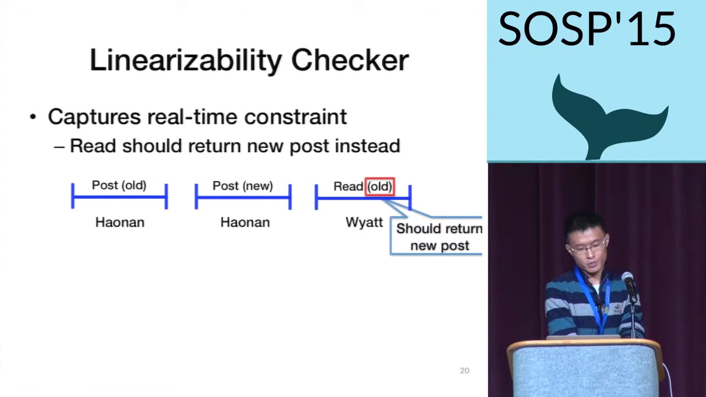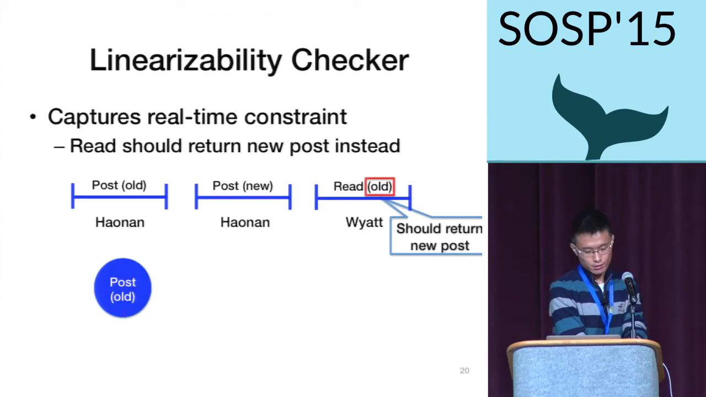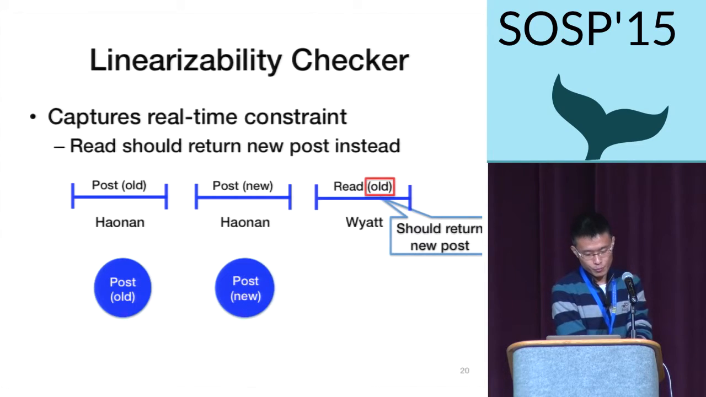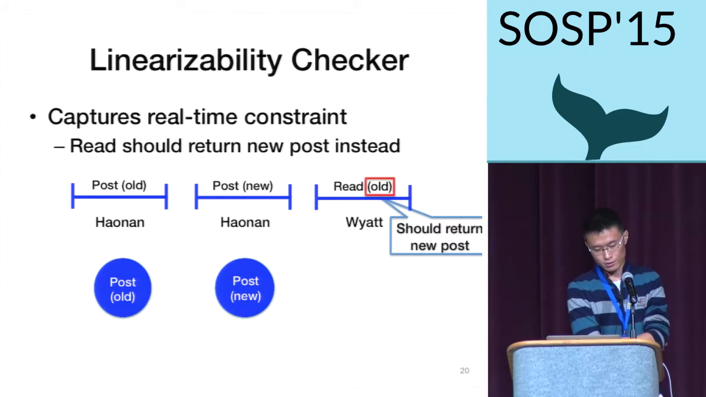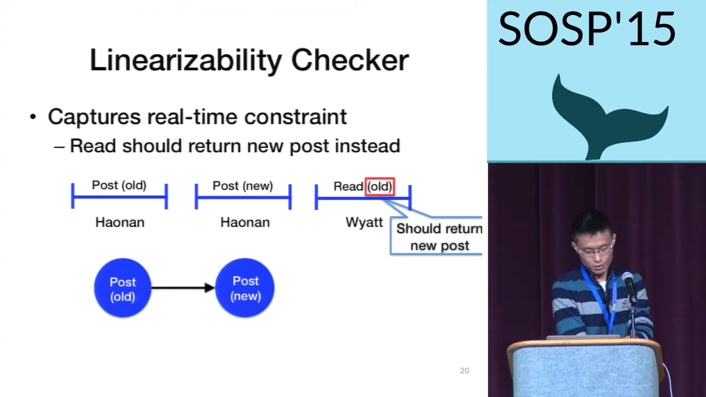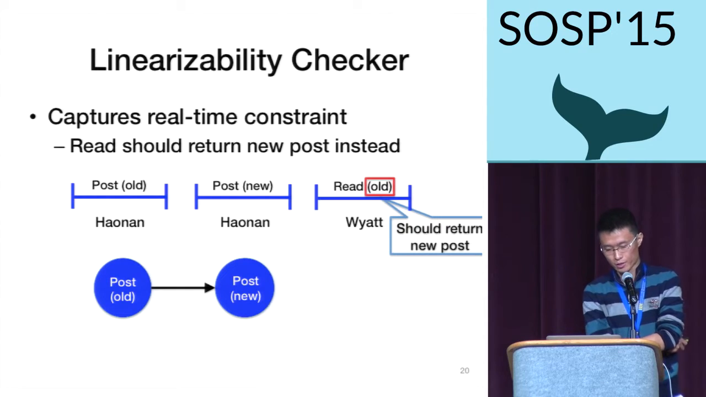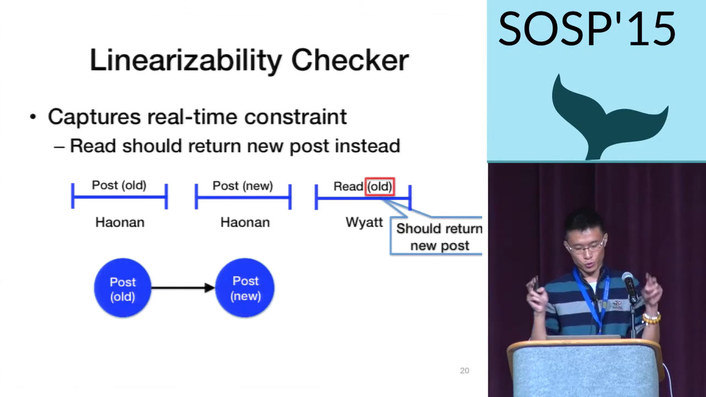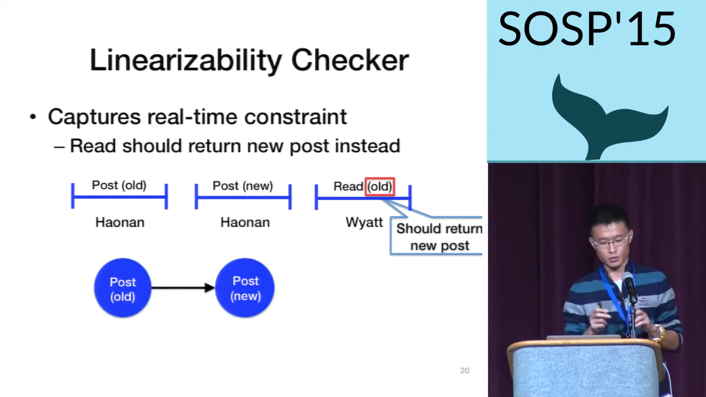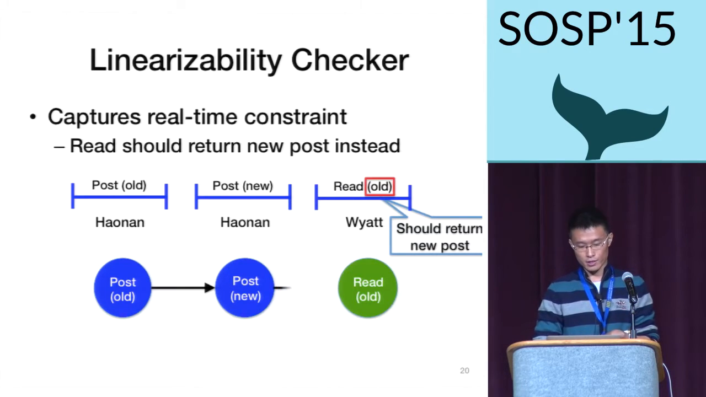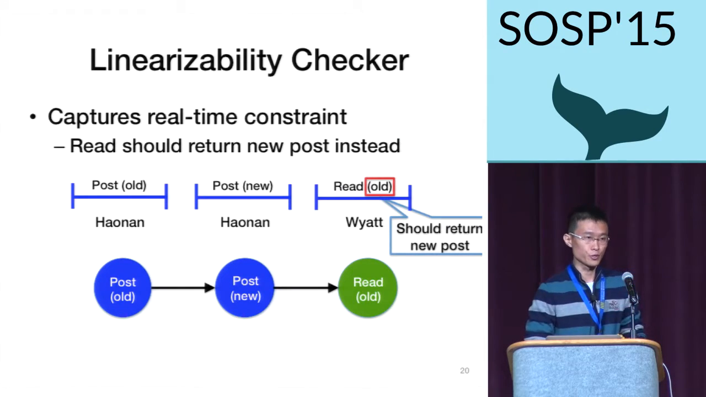Here's how our checker captures the real-time constraint. We build a vertex for the first request, and then we build another vertex for the second one, and also we build an edge from the first request to the second one, because the new post is in real-time after the old post. And we do the same thing for the third request, which is a read.